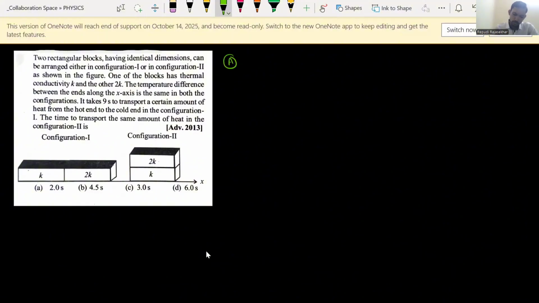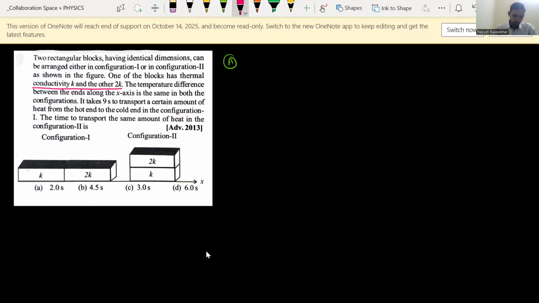The process seems to be so simple. With less time you can actually solve it. That is the advantage of considering it as a resistor. Now see this question here. Two rectangular blocks, and they have given the required data. In configuration 1 they were connected in series combination. In configuration 2 they have connected in parallel combination. And thermal conductivity is given as K and 2K for the two materials.